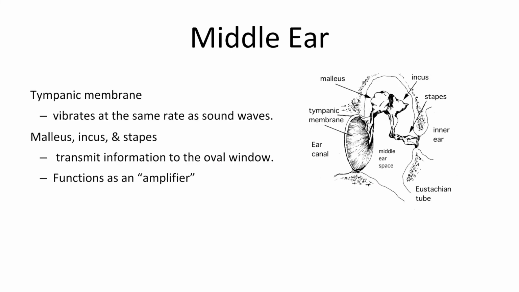Next we get to the middle ear, and again I've already mentioned the primary bones of the middle ear. So in the ear canal, these compressions of air vibrate the eardrum at whatever frequency is impacting it. Those vibrations are then transmitted through the three bones, the malleus, incus, and stapes, and those vibrations then cause movement of the oval window.